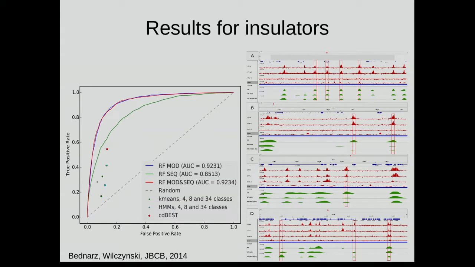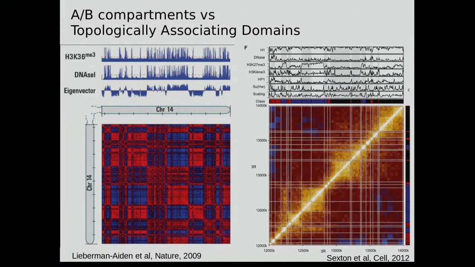And for this, you need really Hi-C data. Yes? I'm just curious. What does it mean to predict an insulator?